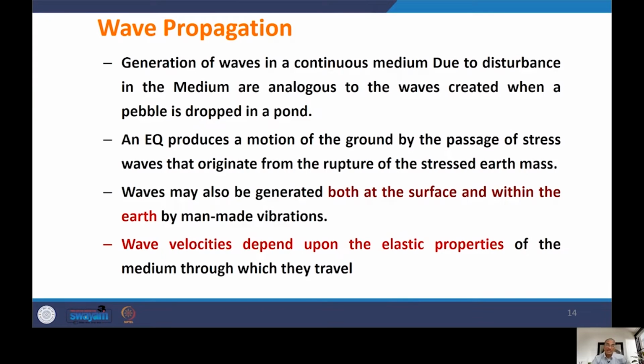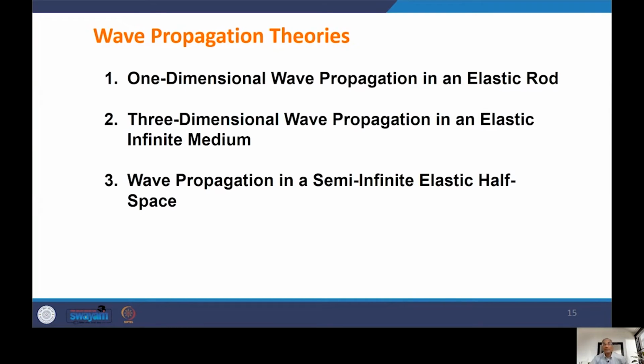So that means if we know the wave velocities, then we can characterize the properties of the medium, or the other way also. If you know the elastic properties of the medium, then you can determine the wave velocity also. So continue with that. When we talk about wave propagation theories, normally there are three types of theories. One is one-dimensional wave propagation in an elastic rod. That means it is very simple to understand. Here it is assumed that wave propagation is taking place in one dimension only. Though it is a very ideal case, it is easy to understand, and it will provide you the concept.